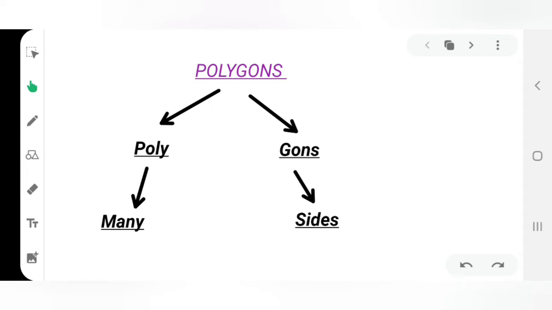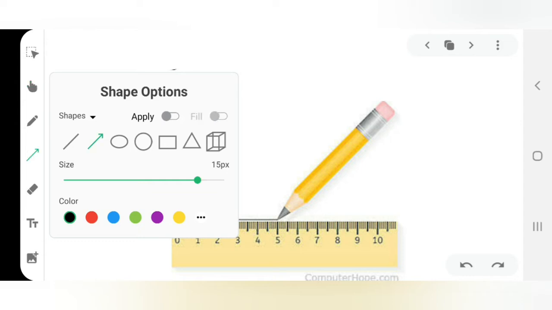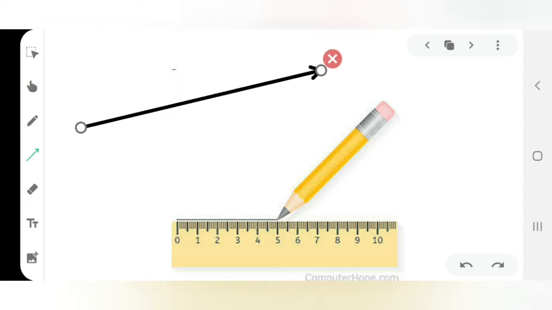Let's move further. Before starting the definition of polygons, let me help you understand some basic things. We know that when we move a pencil along objects with straight edges, such as a ruler, a dice, a pencil board, etc., what will we get? We will get a straight line like this.